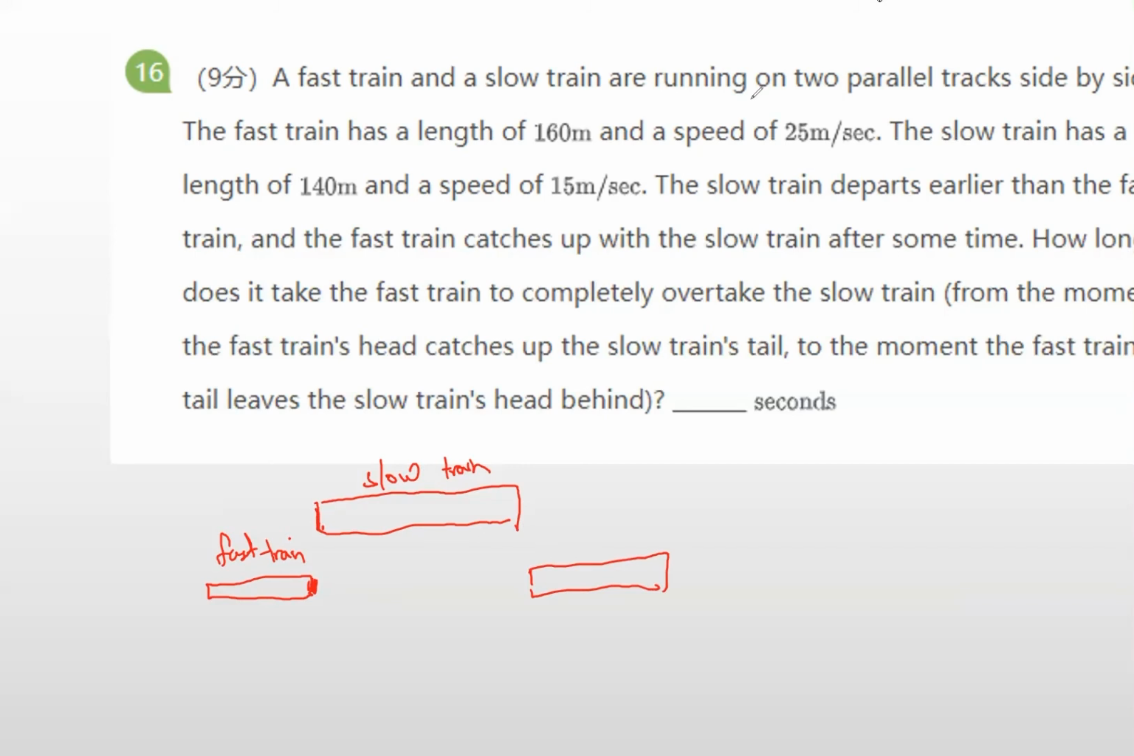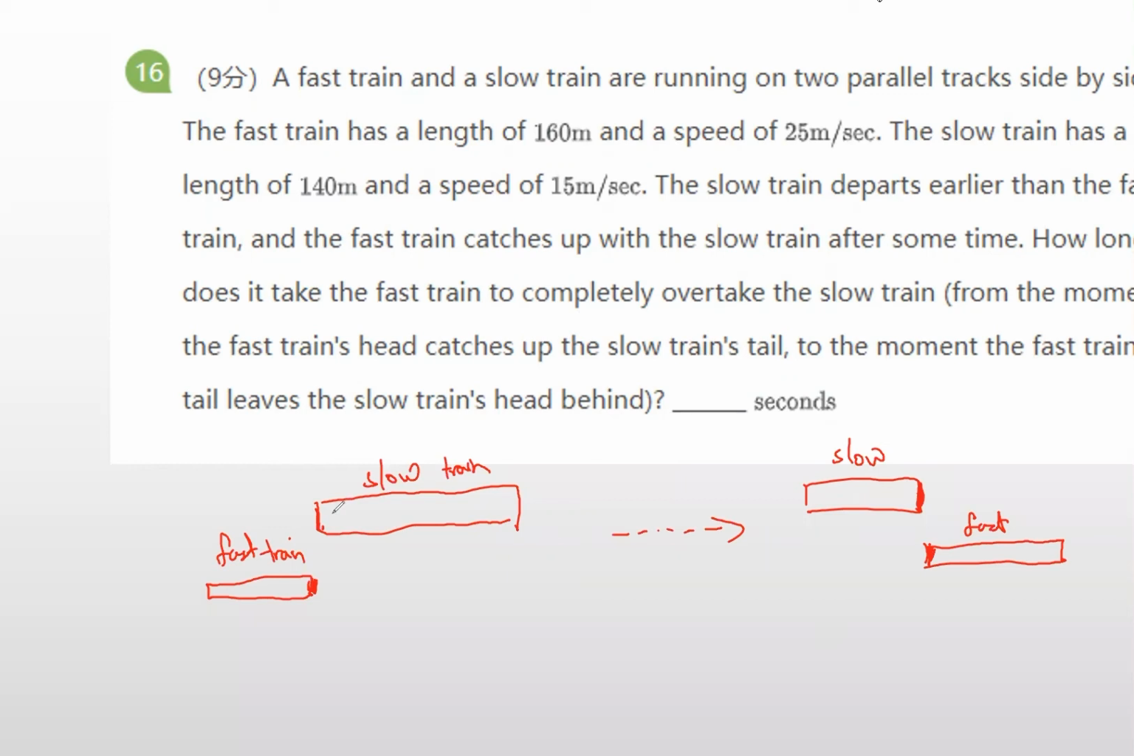After some time, they're both still moving. The slow train hasn't stopped, so they're still both moving, right? The slow train is still moving forward, then the fast train has overtaken the slow train. That's the head of the slow train and the tail of the slow train. They're all moving to the right. So that's the time we need to calculate. So how do we do that?